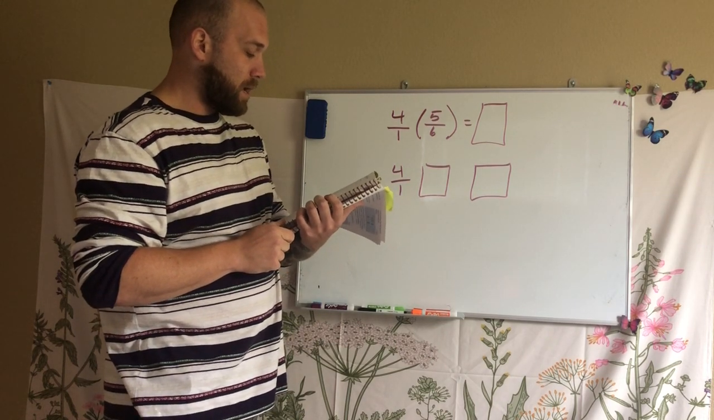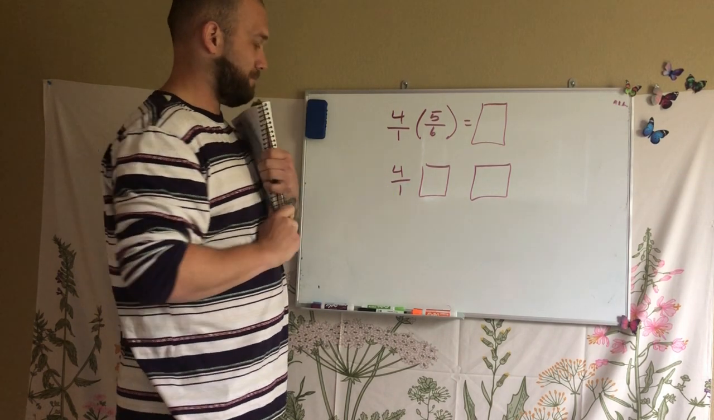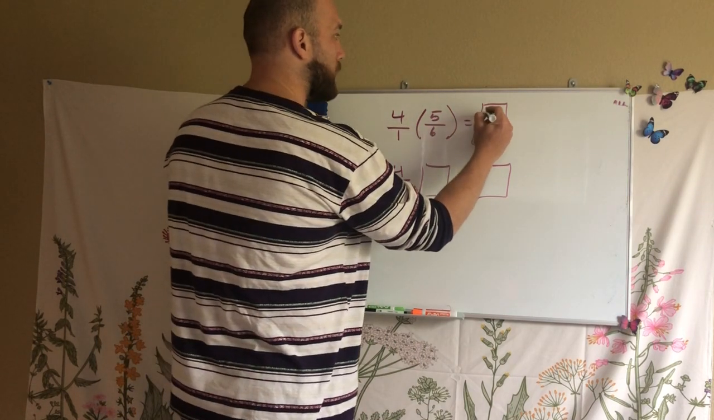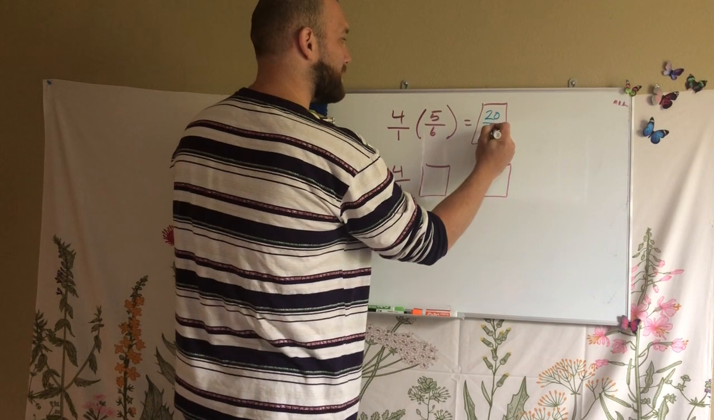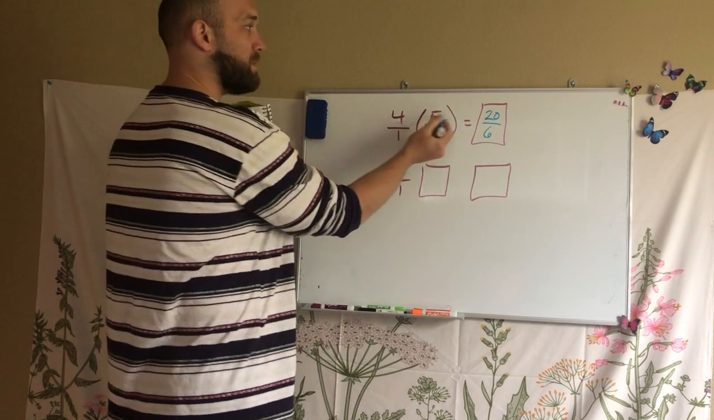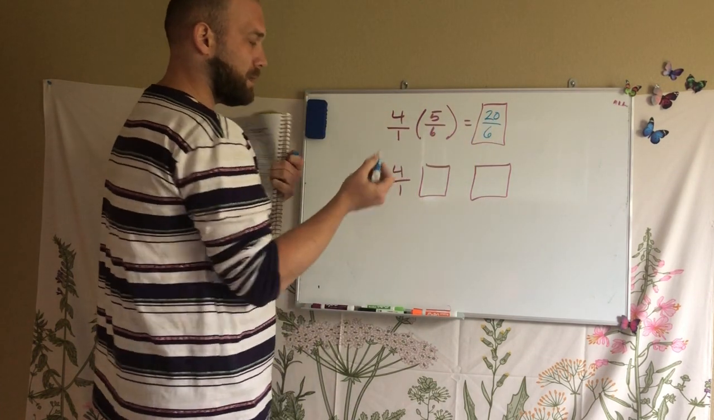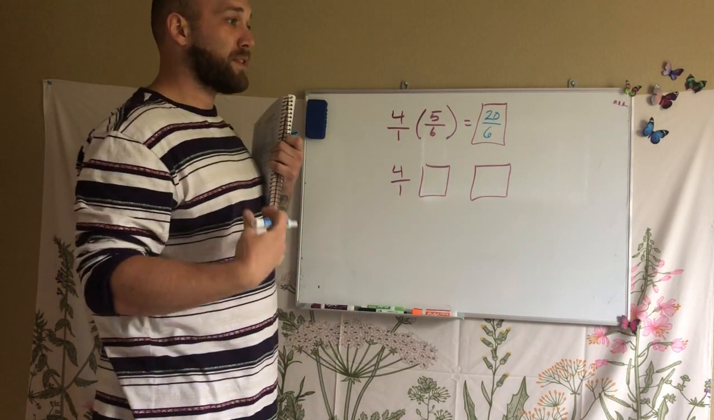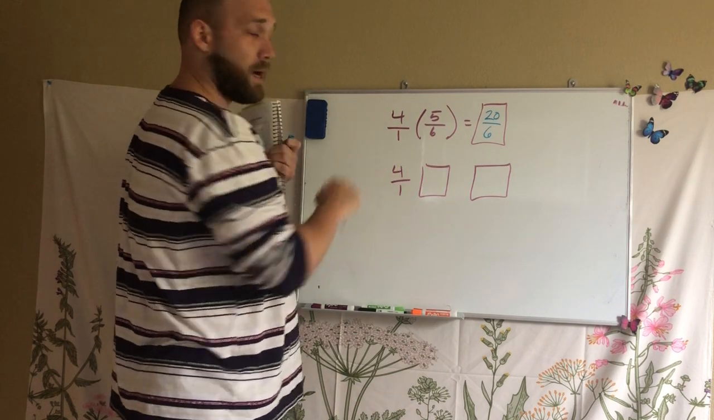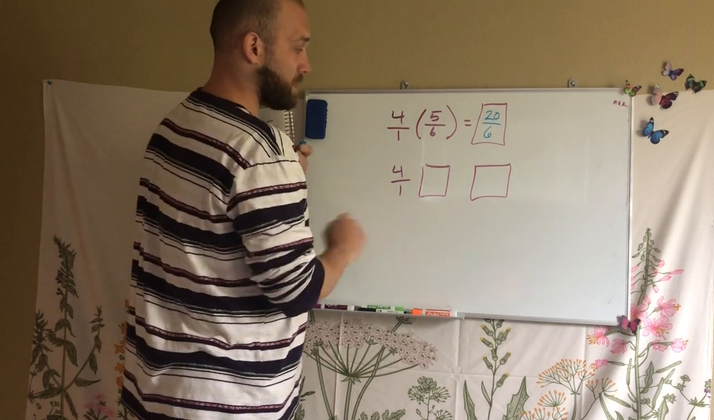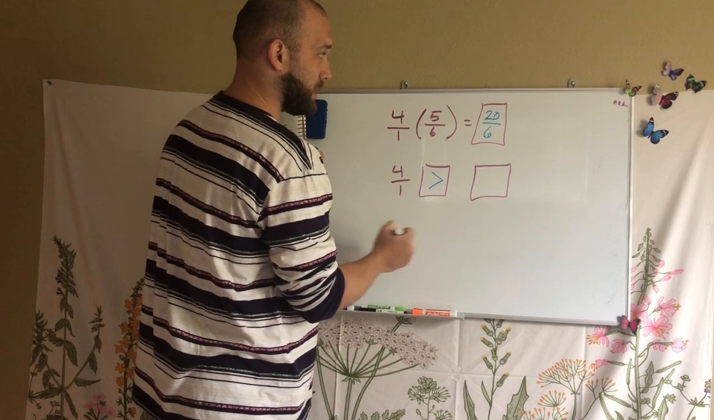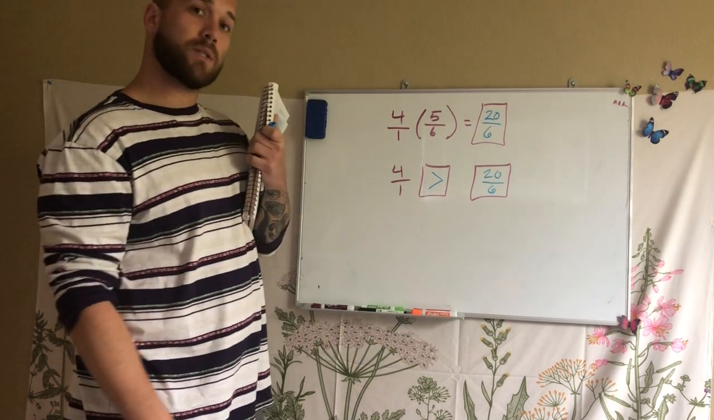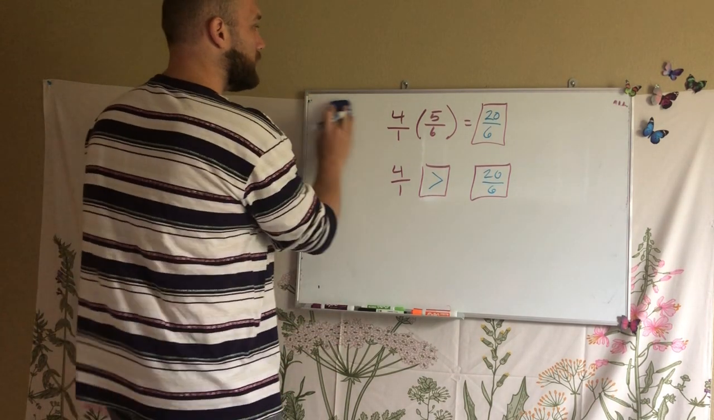So, let's solve it. You will have 20 over 6. 4 times 5 is 20, 1 times 6 is 6. Because we know that the answer is going to be less than this one, we know that this number is going to be greater. So in there you're going to go like this, and here you write the answer down here. Just like so. So, let's move on to problem B.